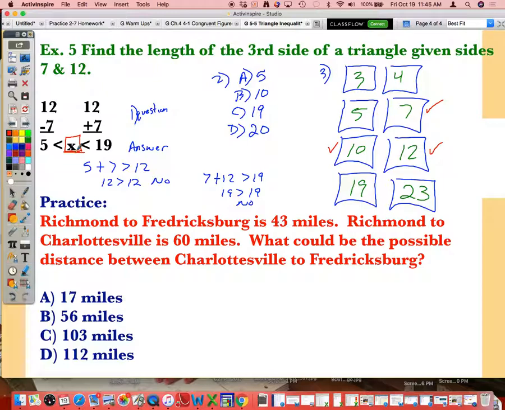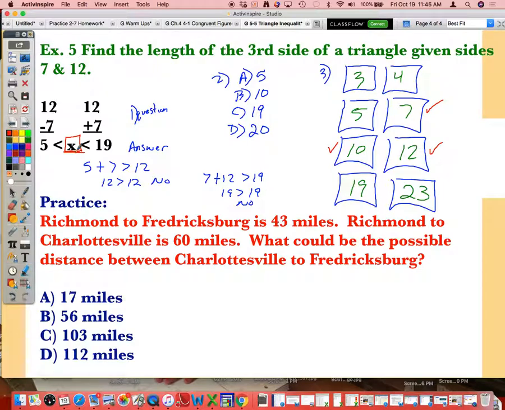So here's a random question. Richmond to Fredericksburg is 43 miles. Richmond to Charlottesville is 60 miles. What could be the possible distance between Charlottesville and Fredericksburg? This is an SOL style question. This is the words, Will, that we talked about, right? So when you see a problem like this, it is a triangle inequality question. You're given 2 sides of a triangle. Find the possible third side. You got the answer? Answer should be B.